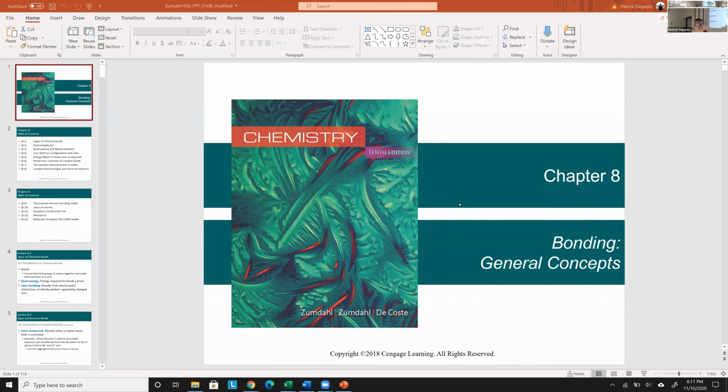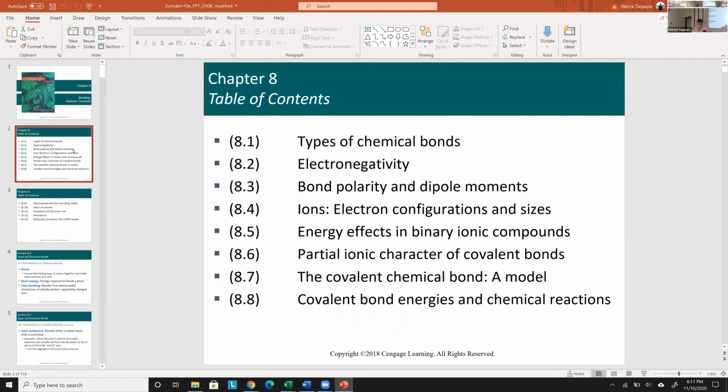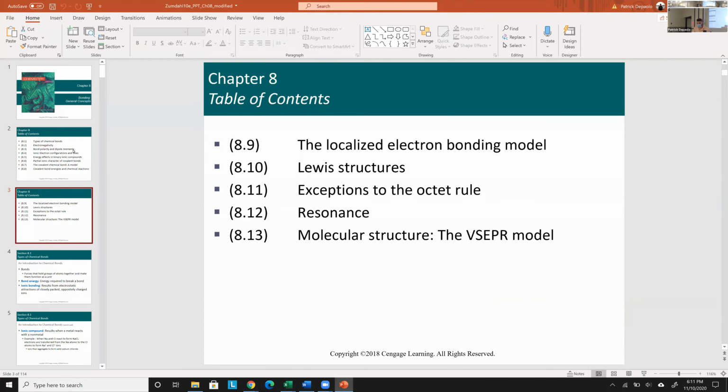Chapter 8, we're going to be doing bonding and Lewis structures and electronegativity and a bunch of different other things about bonding. We already know the basics about bonding, that being ionic, covalent, and what types of atoms are involved with them, but we're going to go into a little bit more detail.